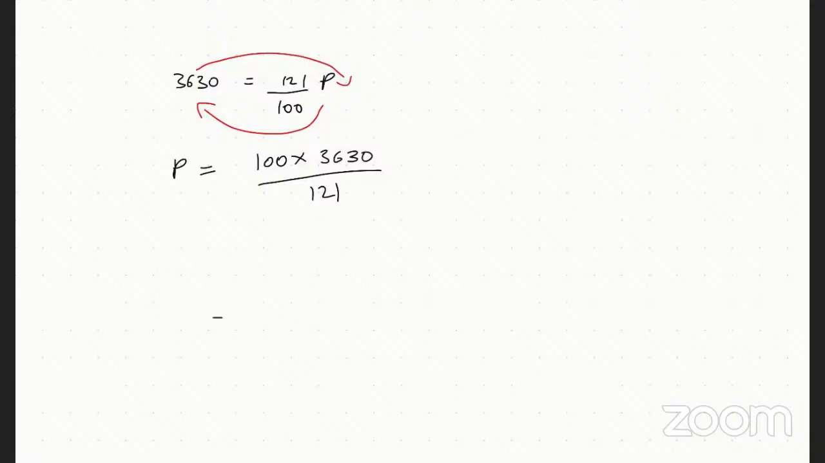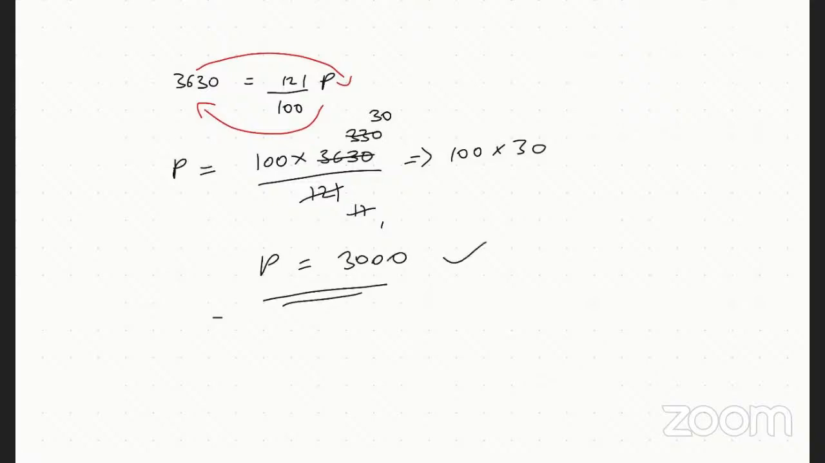Then I've cancelled 121 and 3630 with 11. This is 330 times. And then 11 3s are 33 and 0. Okay, so it will be 100 multiplied by 30, which will come to principal equals 3000. Okay, so this is my answer. I hope it's clear now, Anaya. Yes, ma'am. Thank you.